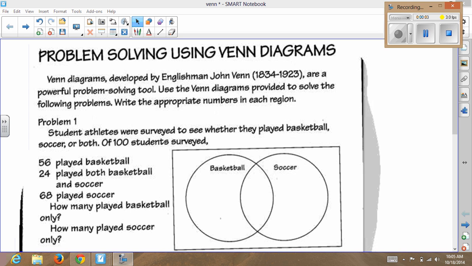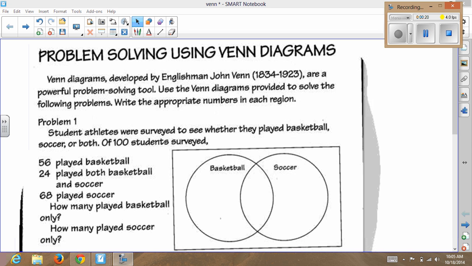So John Venn was an English mathematician, and he invented something called a Venn diagram. And we use these, of course, in all different subjects. We use them in English to compare and contrast, in science and social studies and so forth. But in mathematics, it's a way to organize data.